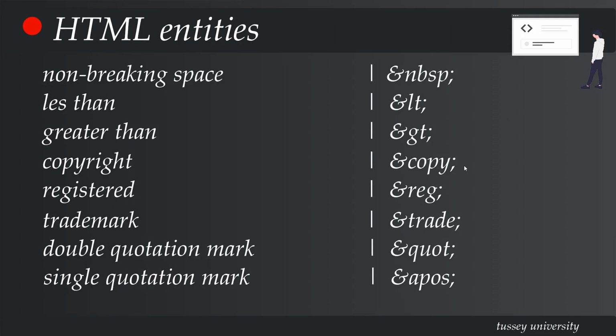Then we have HTML entities, where we have non-breaking space, and this you see on the screen is an ampersand sign. It's just the font that makes it a little different. Then we have less than, &lt;, then that's an ampersand and lt, then greater than, all these things come, then ampersand and copy.